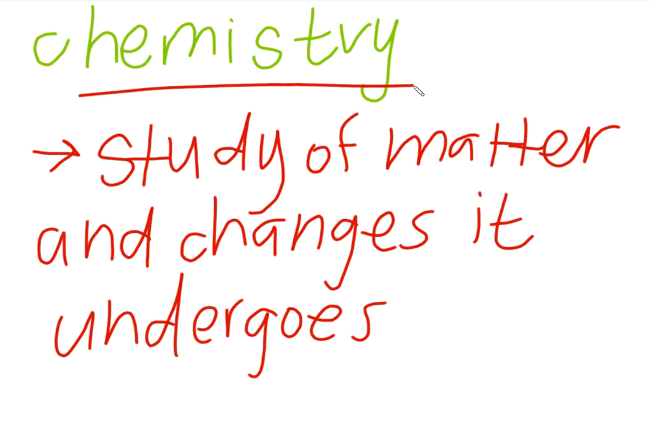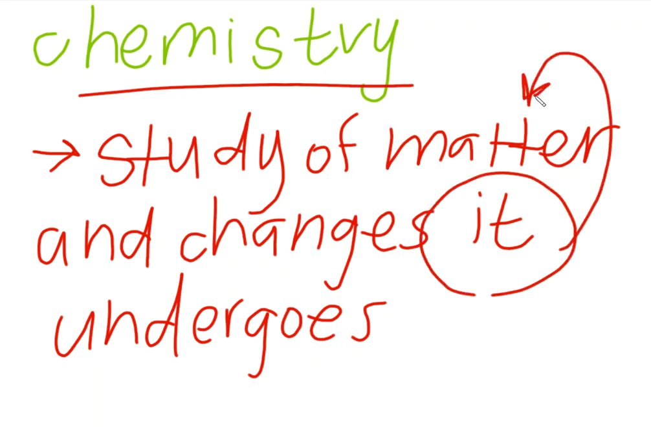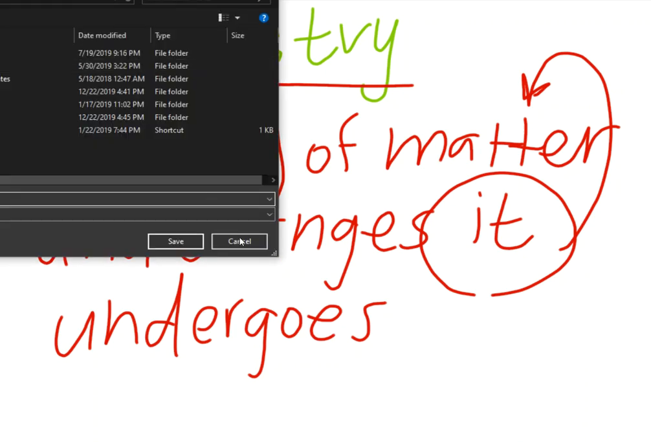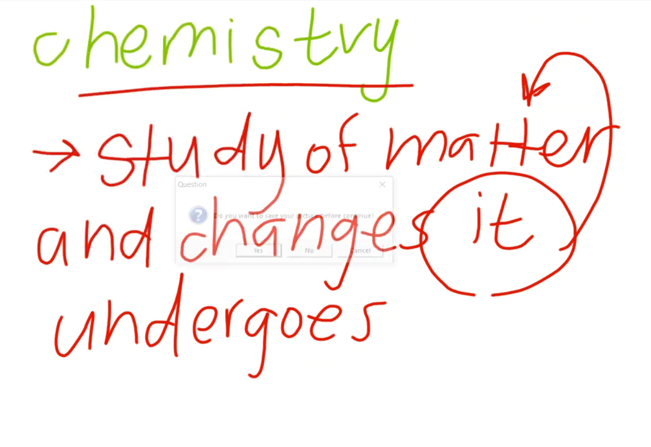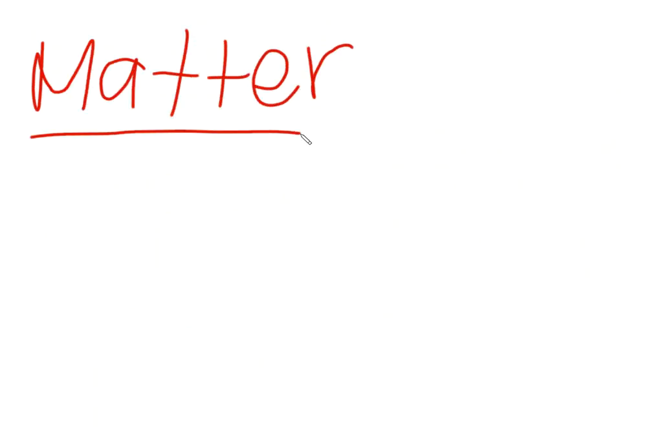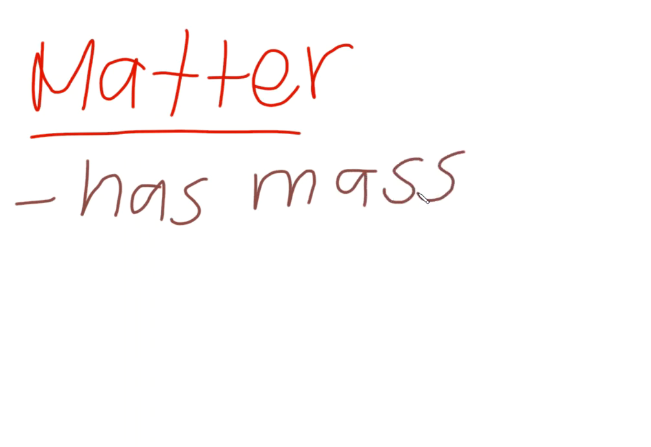Chemistry, quite simply, is the study of matter and the changes it undergoes. It's referring to matter. So, if we want to understand this definition, we're going to have to know what matter is. Matter is just anything that has mass and has volume. So matter has mass and has volume.